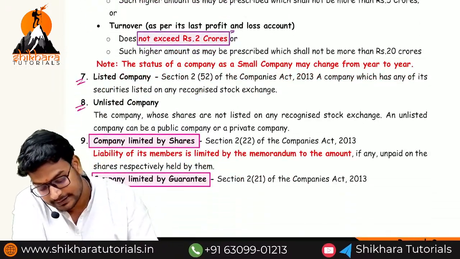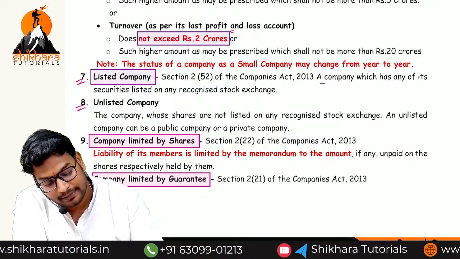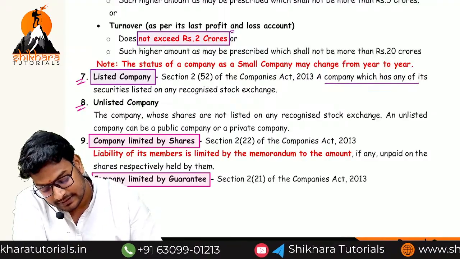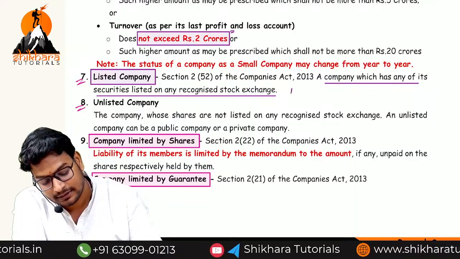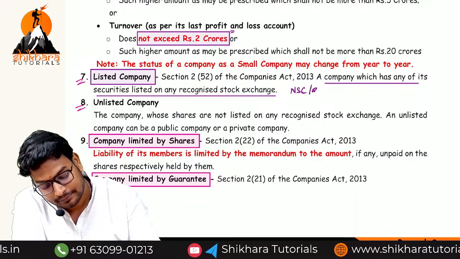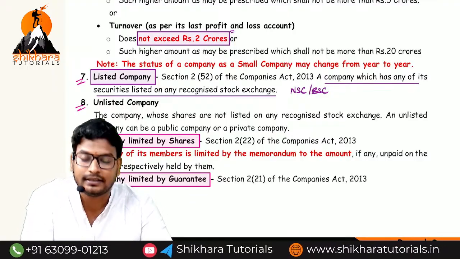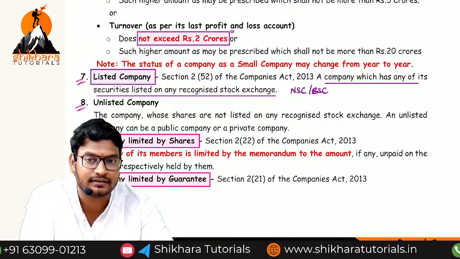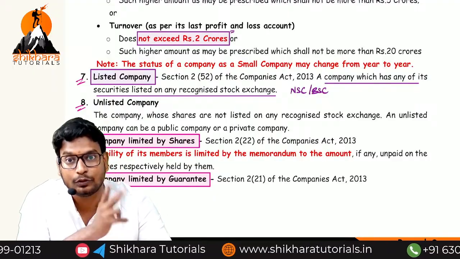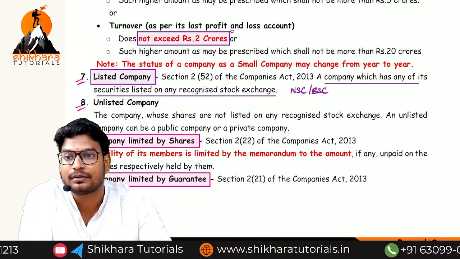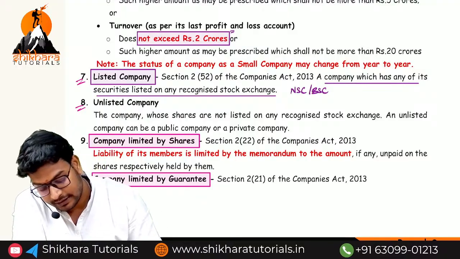Next one, listed company. What is the meaning of listed company? A company which has any of its securities listed on recognized stock exchanges. What is the stock exchange? NSE or BSE? What is the NSE full form? National Stock Exchange. What is the BSE full form? Bombay Stock Exchange. If any public company is listed on one or both of these stock exchanges, it is called a listed company. Listed company is nothing but a public company. What is the next one?